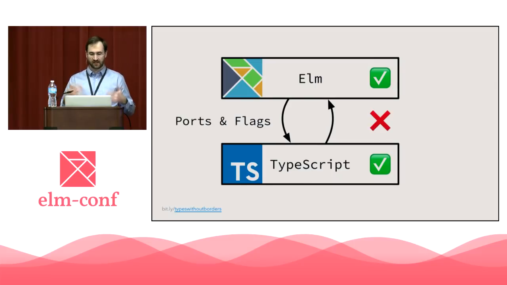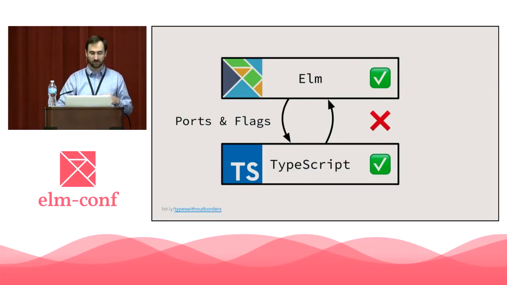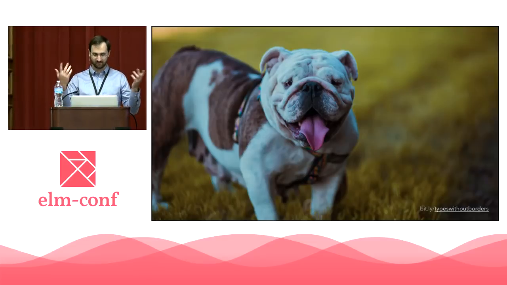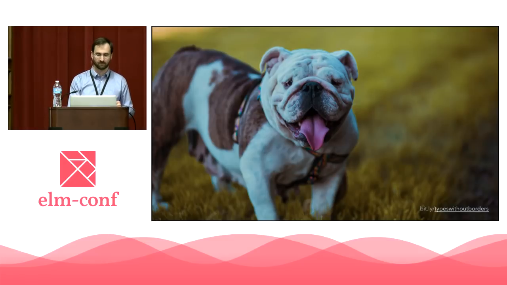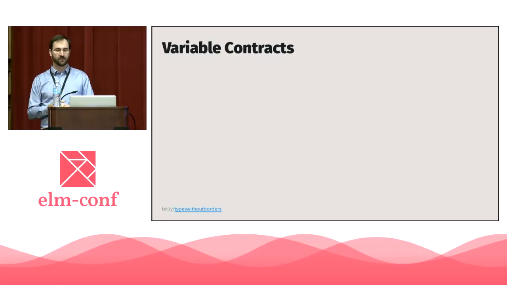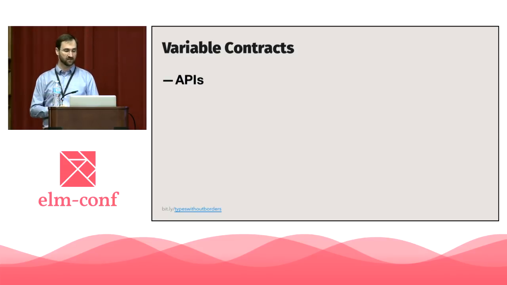So we've taken this uncertainty that we had interacting between Elm and TypeScript, and we've got this feeling again that if it compiles, it works. So we're in our happy place. A note about these types of libraries: often there are opportunities to eliminate this type of avoidable uncertainty in places where we have variable contracts. For example, APIs, where we eliminated some uncertainty.